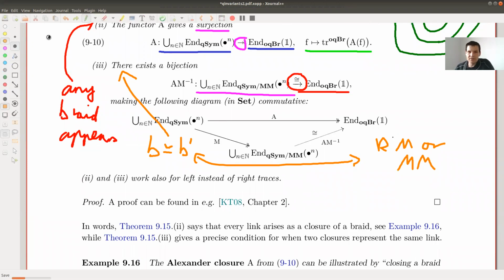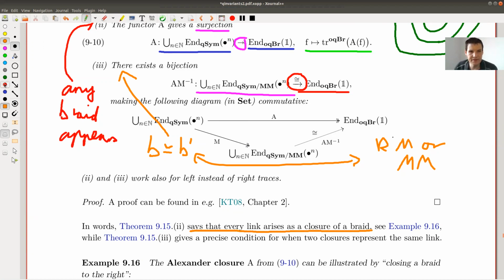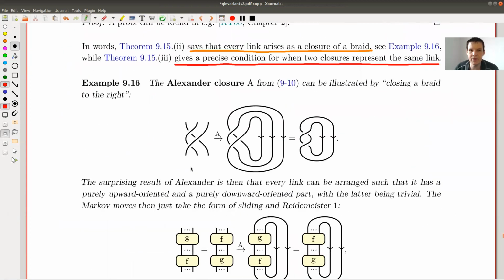And oh yeah, this is a really nice theorem. It allows us to again use algebra to do topology, because what it says is, I write it down again: every link arises as a closure of a braid. And the third part gives the precise condition on when two closures represent the same link, right? They're equivalent if and only if you can use Reidemeister moves or Markov moves. And this is exactly the right way of illustrating it.